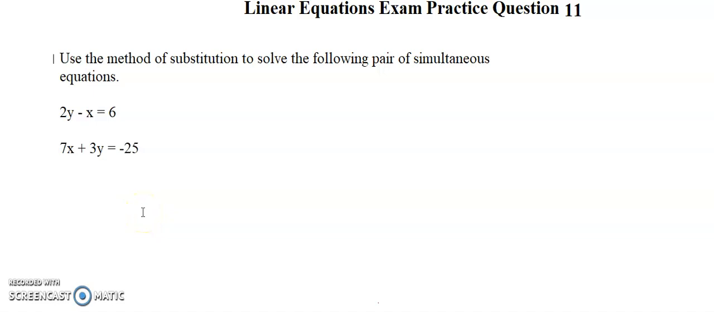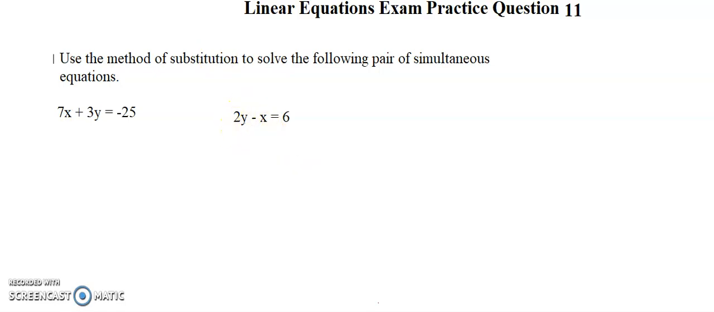Linear equation exam practice question 11. Use the method of substitution to solve the following pair of simultaneous equations. Because we are using substitution, we need to get a variable by itself. So the easiest one to get by itself would be using our first equation over here. I'm going to get one of our variables by itself.